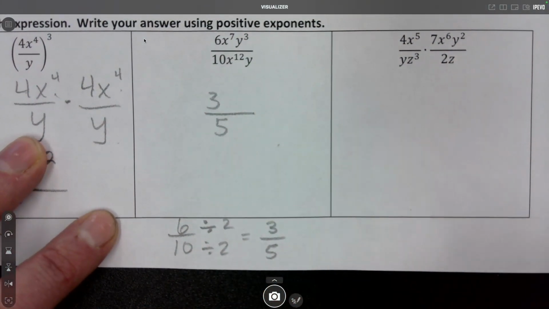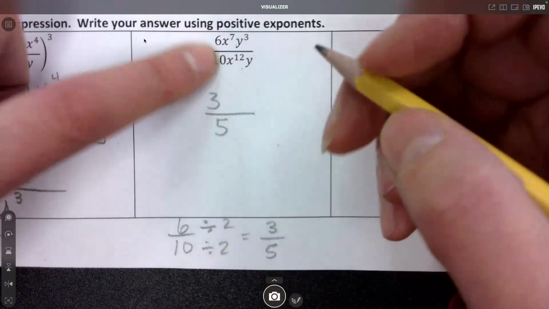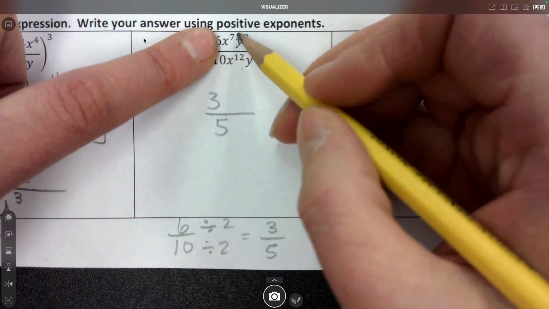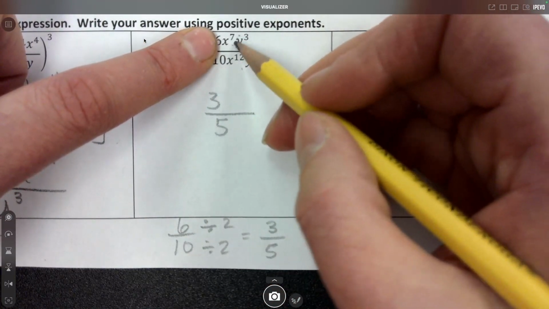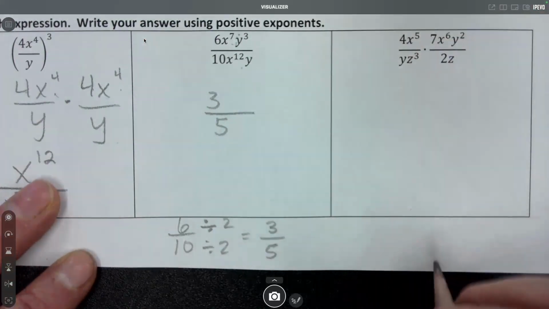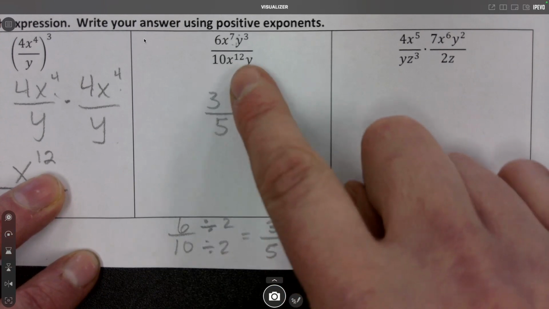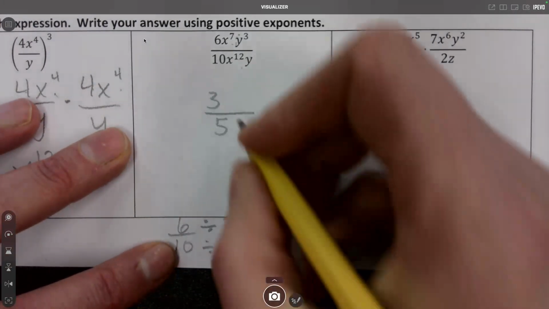Then I want to look at my x's. So I have 7 factors of x on top and I have 12 on the bottom. So I can cross out those 7 factors, a smaller number, and then I want to think about what's left over. So 12 minus 7 would be 5 factors left over, and because there were more on the bottom, they're going to be left on the bottom.